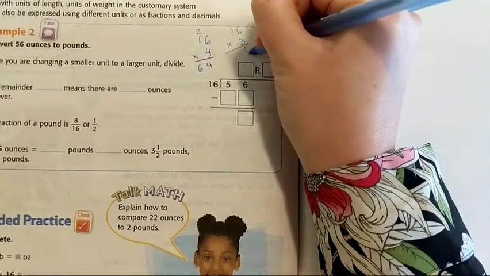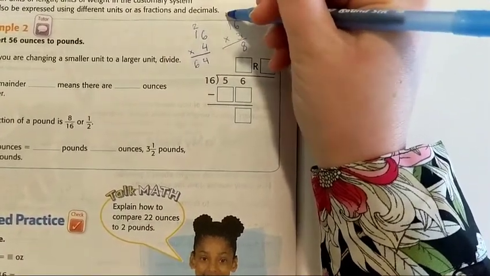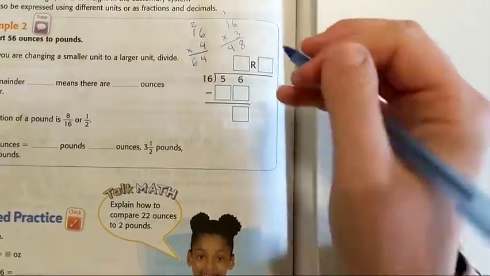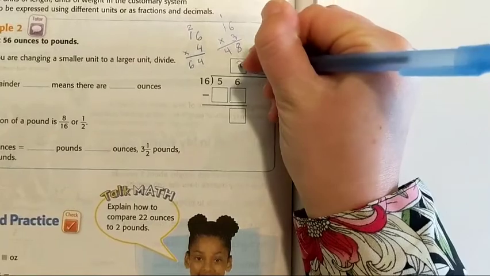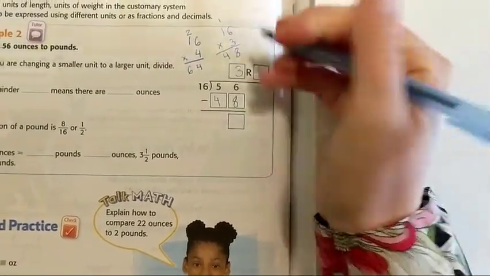I'll do 16 times 3. 3 times 6 is 18. 3 times 1 is 3, plus 1 is 4. So 48. That's smaller than 56. That'll work. So it goes in 3 times. We get an answer of 48 and we subtract.